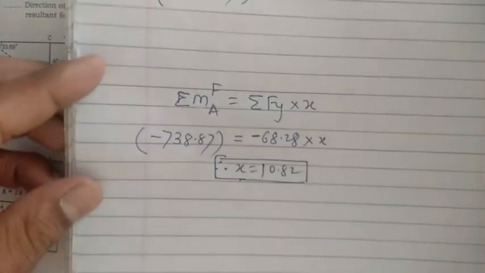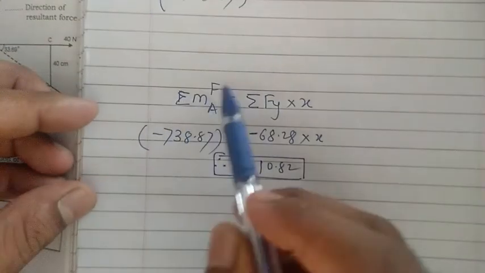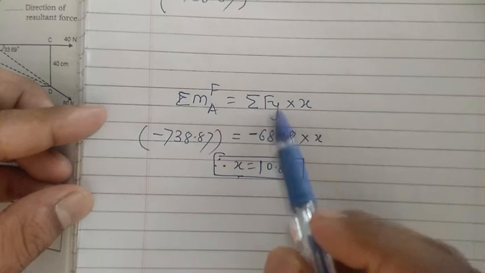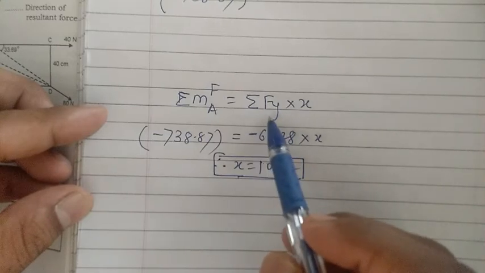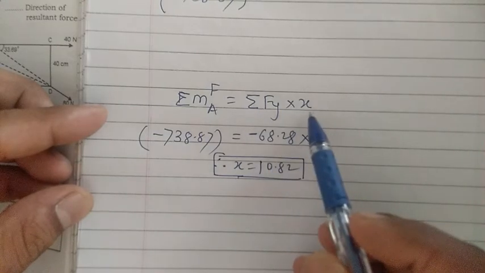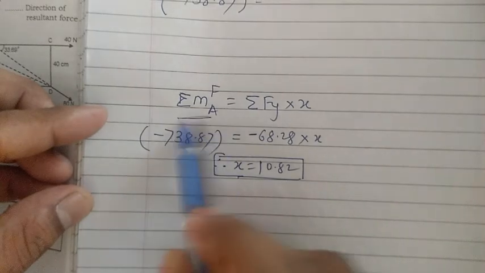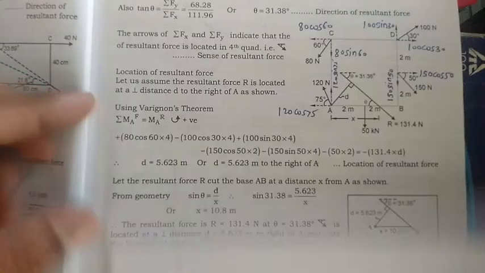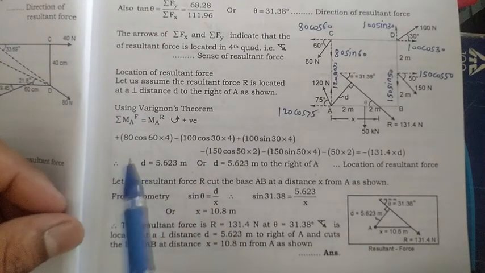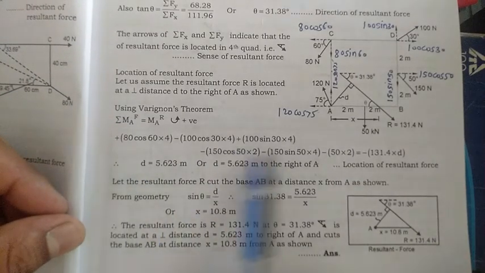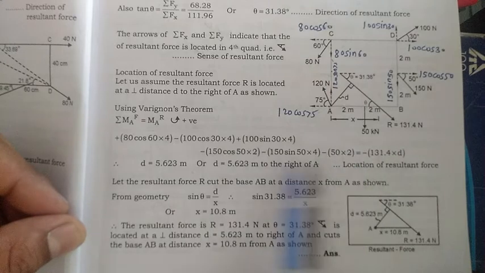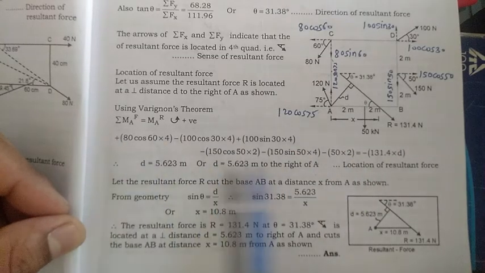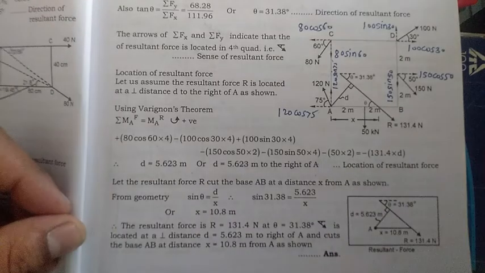So summation of moment of all the forces about point A equals summation of Fy, or forces along the vertical direction, multiplied by x. This value, the summation of moment of all the forces about any point, is whatever calculation we did in the previous step. If you look at this step, pick up the value for this one.